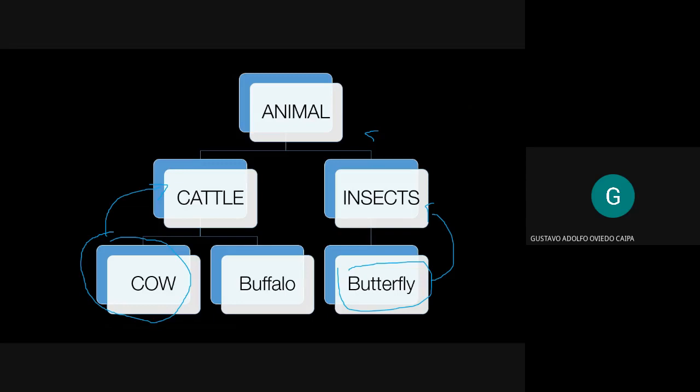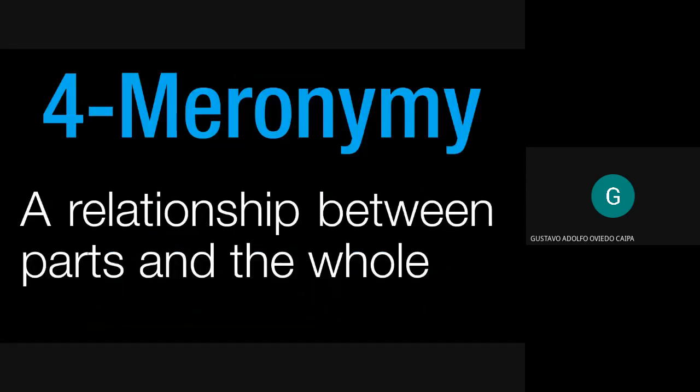The next type of relationship is kind of similar to hyponyms, but not exactly the same. It's something that we call meronymy. And it's a relationship between parts and the whole. Again, a relationship between parts and the whole.